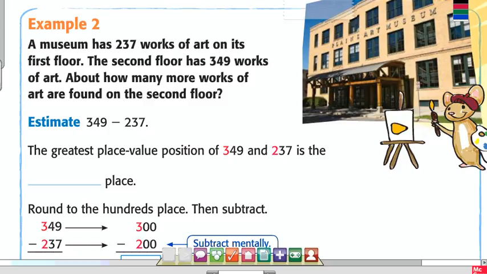About how many? There's that key word again. I have to round. About how many more works of art are found on the second floor? So it says estimate. Okay. The greatest place value position of 349 and 237 is the what place value I'm rounding it off to? It's 3 digits, hundreds. The hundreds place.